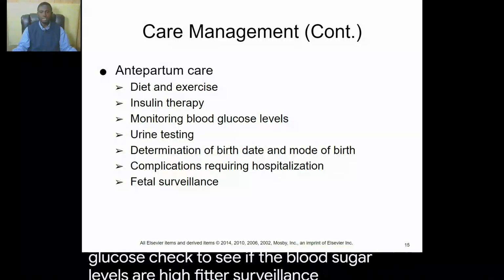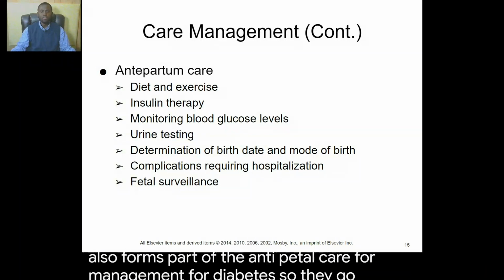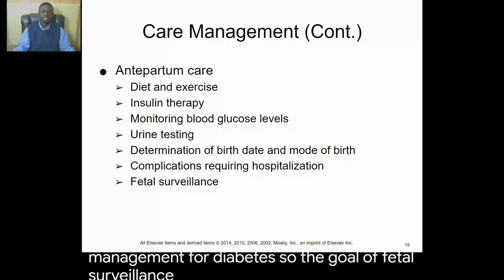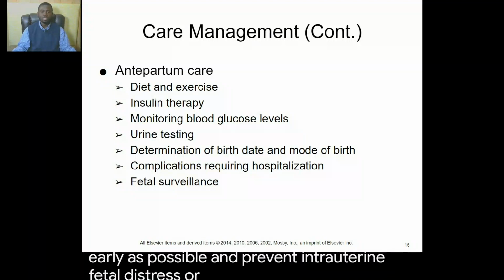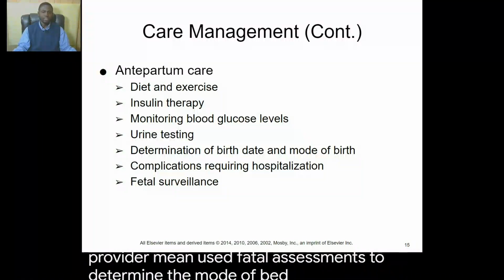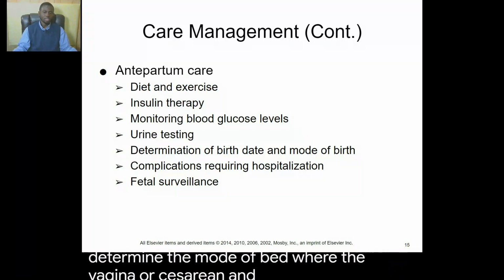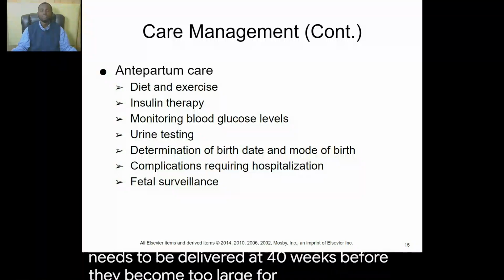Fetal surveillance also forms part of the antepartum care for management of diabetes. The goals of fetal surveillance are to detect fetal compromise as early as possible and prevent intrauterine fetal distress or unnecessary preterm birth. The provider may use fetal assessments to determine the mode of birth, whether vaginal or cesarean, and also if the fetus needs to be delivered at 40 weeks before they become too large for vaginal birth.